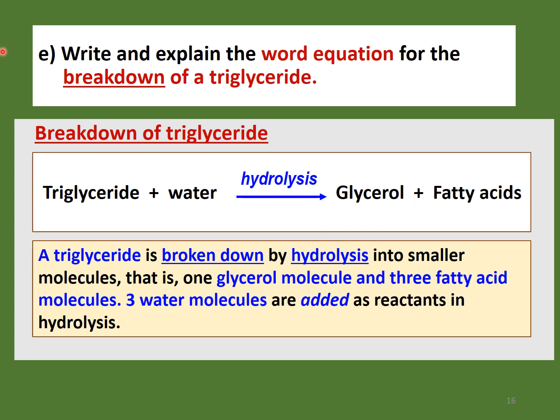Now that ends our video for this lesson. In the next lesson, I'll go on to part 2 of lipids, where we'll discuss saturated fats and unsaturated fats and the functions of lipids.